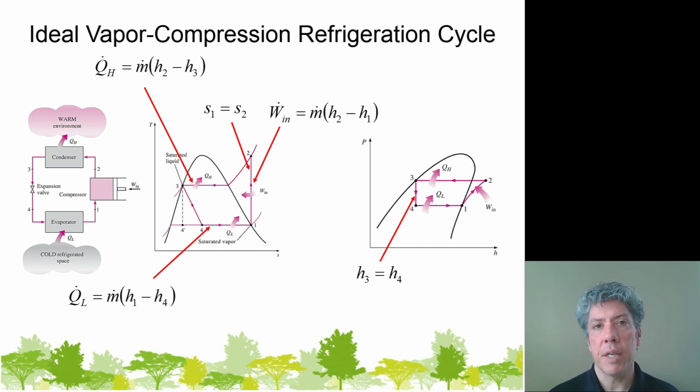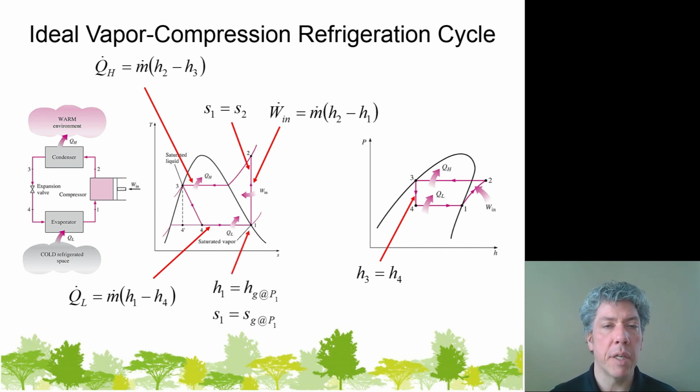Now one thing that's nice you can see here is on a pH diagram, the constant enthalpy move through the expansion valve is just a vertical line from state 3 to state 4. Now, the main reason for highlighting this diagram is so you remember that the enthalpy in state 3 and state 4 is the same. So add that to that diagram if you have your book open and if you're adding these things.